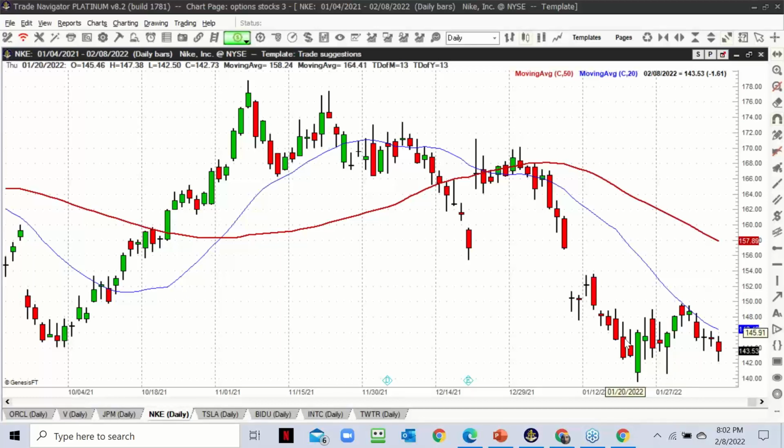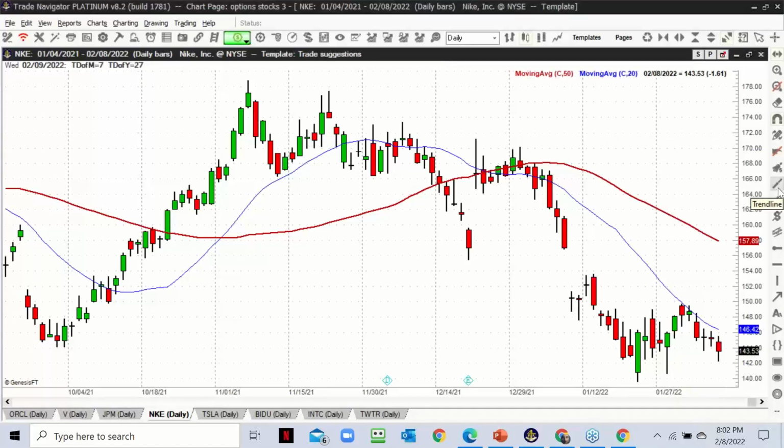Now, these lines here: one's a short-term moving average, a 20-day moving average, and there's a 50-day moving average, both simple. I use these for a longer term perspective on the market. So we can see the long-term trend is down. The short-term trend is also down. You can see over the last couple of sessions, the market made a bear channel.